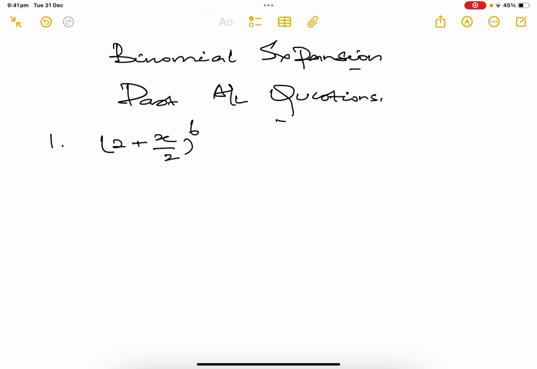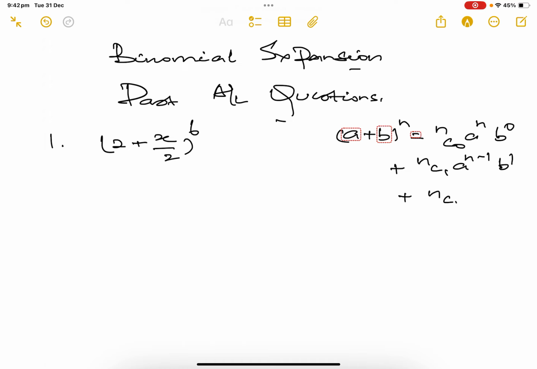Prior to looking at those three terms, let's look at binomial expansion identities. (a plus b) to the power of n equals nC0 a to the power n b to the power 0. The next term, or second term, nC1 a to the power n minus 1 b to the power 1. And the third term, nC2 a to the power n minus 2 b squared, and so on. So let's look at the question.